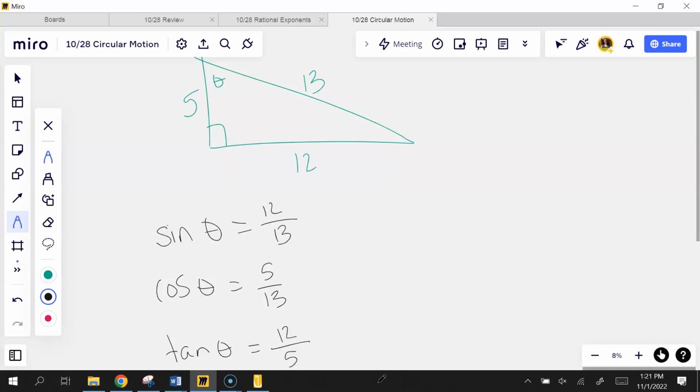Now the reciprocal functions, and the way the sheet's laid out for you, it makes it a little easier than what it probably should be. You just flip each one. So cosecant is the reciprocal of sine, which means it's what? 13 over 12, or hypotenuse over opposite. I told you I thought once you saw it in play, it would make a little more sense to you. Secant would be 13 over 5. And cotangent, easy enough?